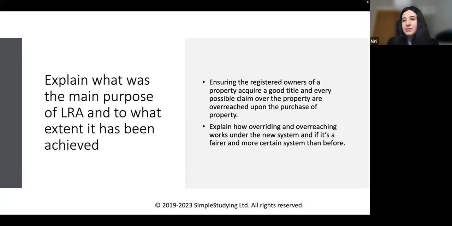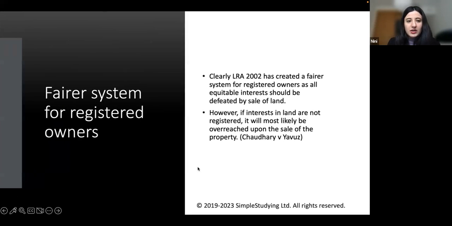Well, one of the biggest arguments here is that it's more certain for the new owners of the land and they are protected. So when someone buys the land, they are protected, in that nobody will be able to have a better title over the land than them because they just bought the property. They want to have the highest title. Fairer system for registered owners.